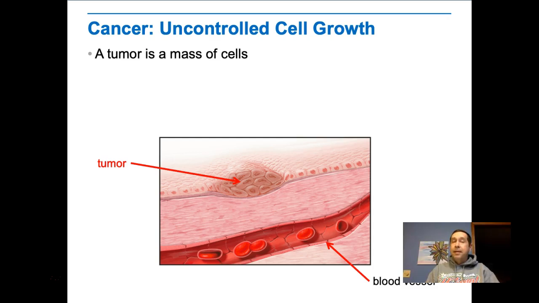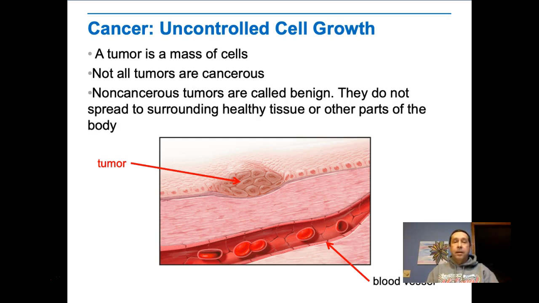So a tumor is a mass of your own body cells that don't function normally. They typically don't look normal. And the problem is they replace normal healthy tissue, so the organ that the tumor forms in doesn't work like it should. Now, not all tumors are cancerous. So what makes one cancerous and one not? Non-cancerous tumors, or benign tumors, will not spread to surrounding healthy tissues or other parts of the body.